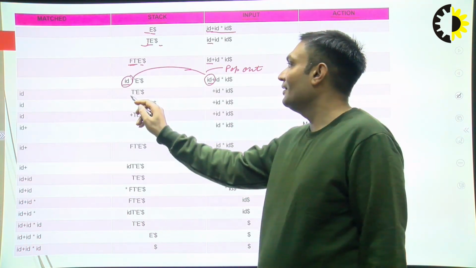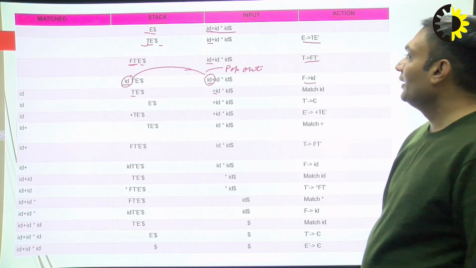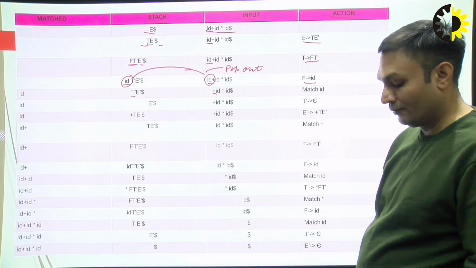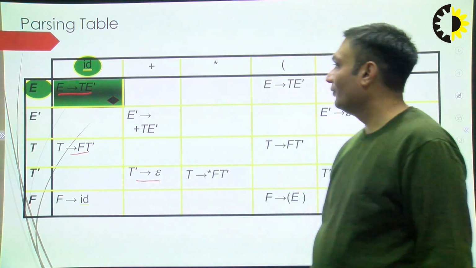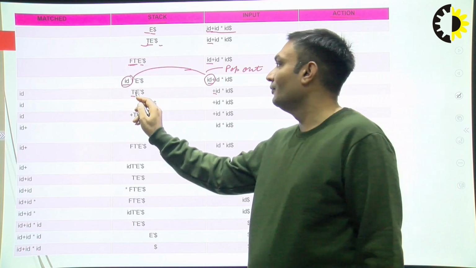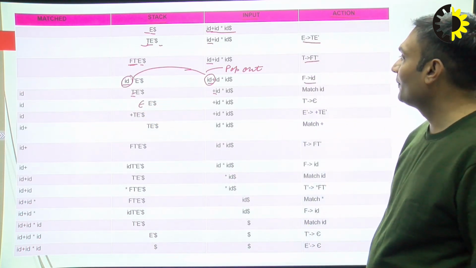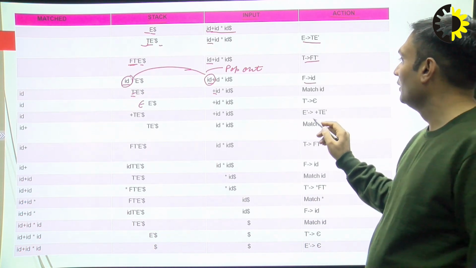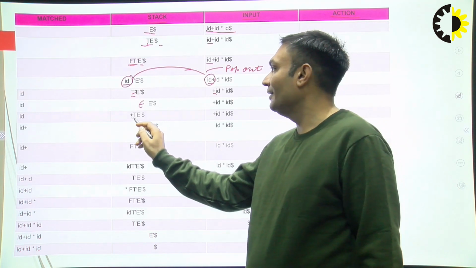Again T dash on plus, we will refer to the parsing table. Then again there is a match. T dash to epsilon, so we will replace this with epsilon. So the remaining part is E dash. E dash on plus, there is a rule, E dash to plus T E dash. So we will write E dash to plus T E dash here.